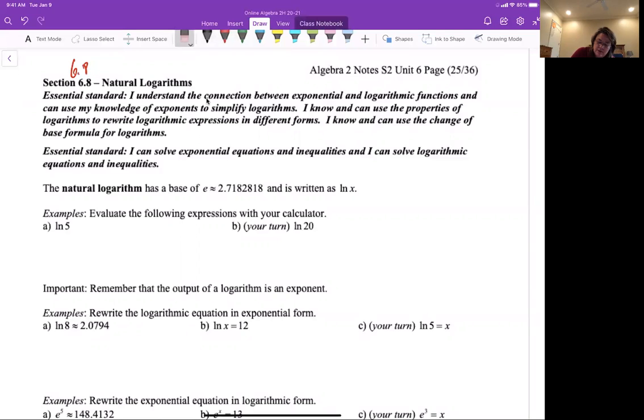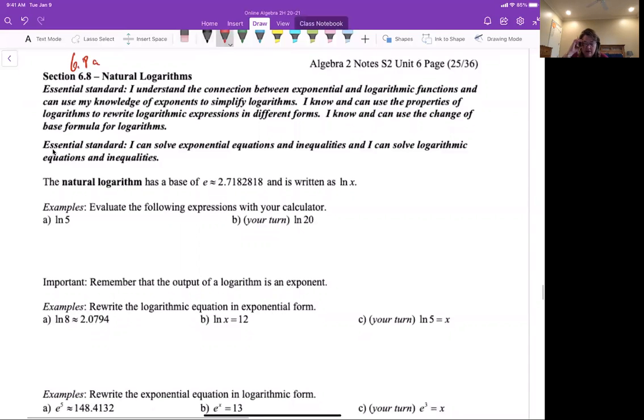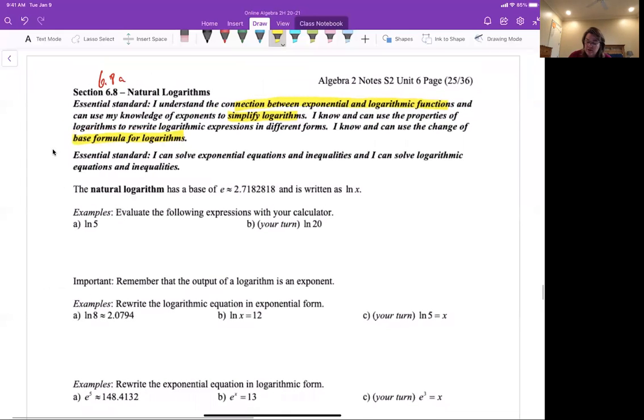Oh, not B, A. All right, so now we are into natural logarithms. It's essentially the same standard that we've been working with: the connection between exponential and logarithmic functions, simplifying logs, whether they're common or natural logs. I can use those properties to rewrite them in different forms. I know and can use the change of base formula. We learned that last lesson, and I can solve exponential equations and inequalities. I can also solve logarithmic equations and inequalities.